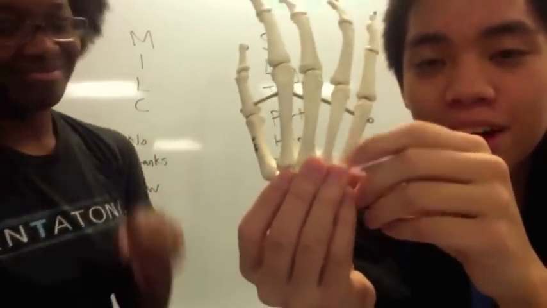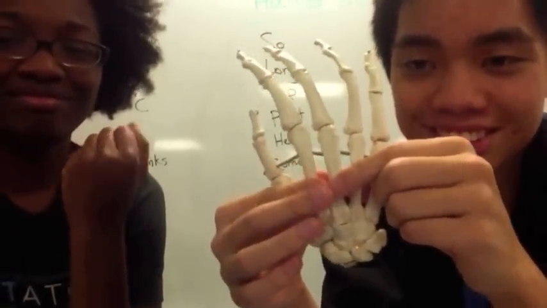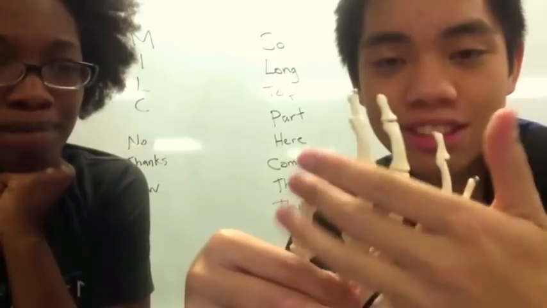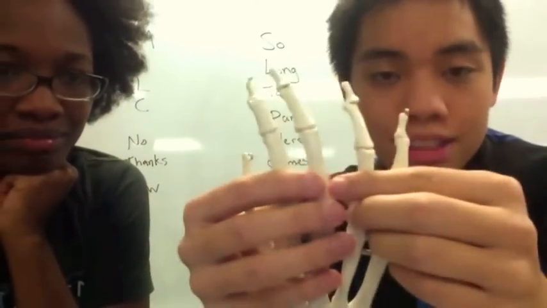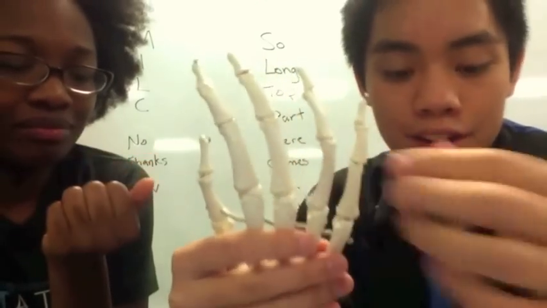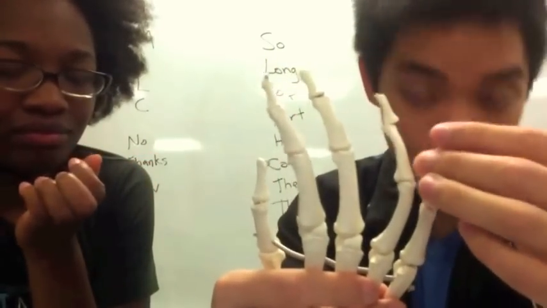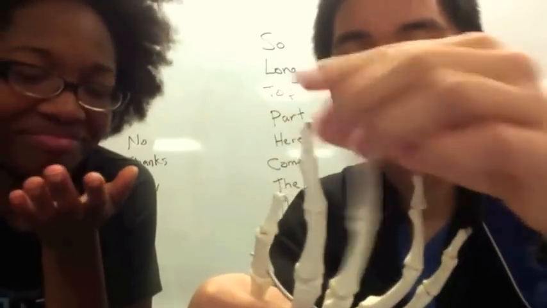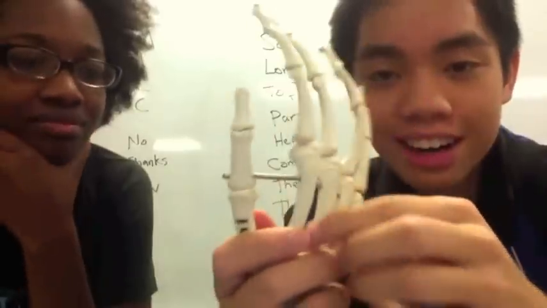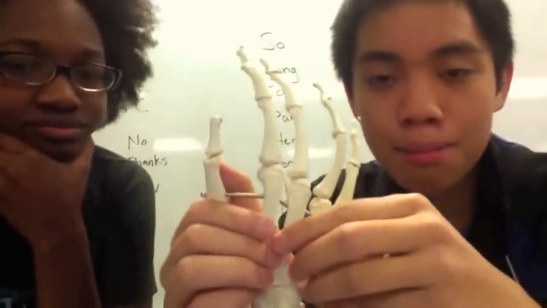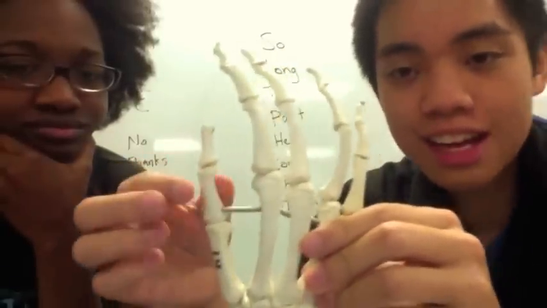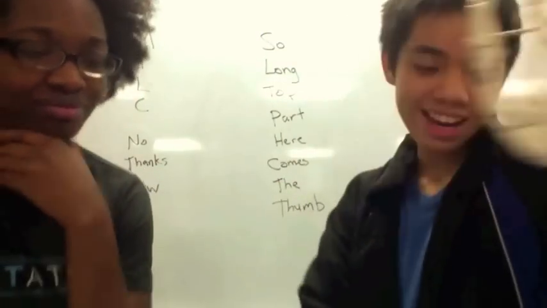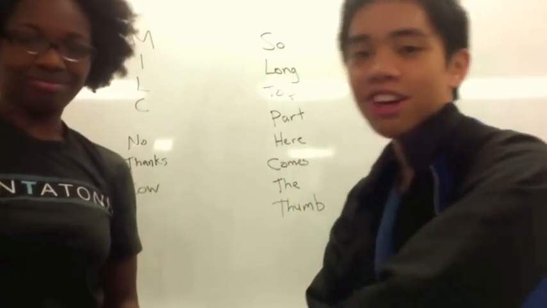Above your carpals are your metacarpals, which are these bones right here. You have the phalanges: the proximal phalanges, which are the bottoms, the middle phalanges, and the distal ones, which are on the tips. What's different is that your thumb doesn't have a middle phalange. It only has a proximal and a distal phalange. That's your hand.